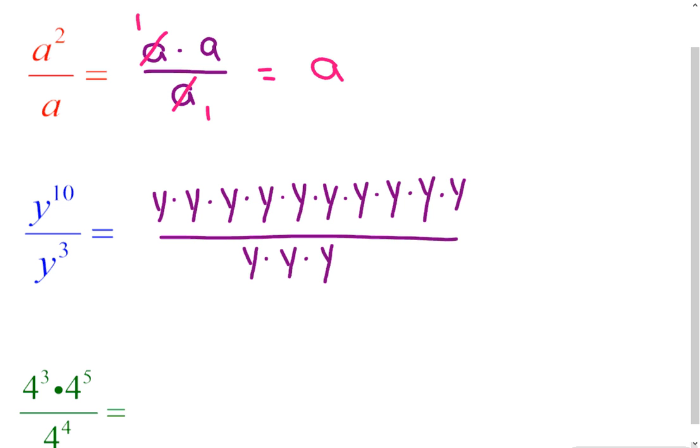And then I can look at this and go, well, there's things that will divide out. There's common factors in the numerator and denominator. I think that's pretty obvious in this case. I have this y and this y can divide out and become 1. This y and this y divide out and become 1. And this y divide out and become 1. Well, then what's left? I have 1, 2, 3, 4, 5, 6, 7 y's left in that numerator. Therefore, I have y to the 7th power.